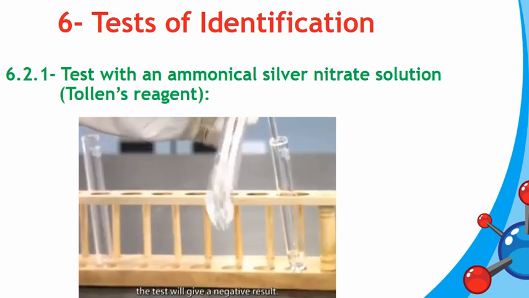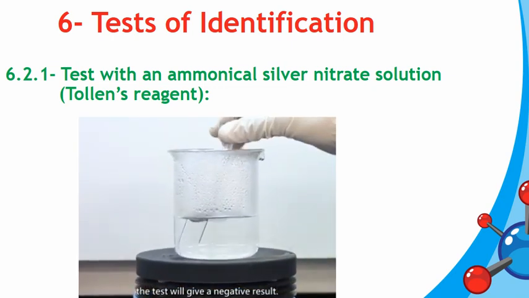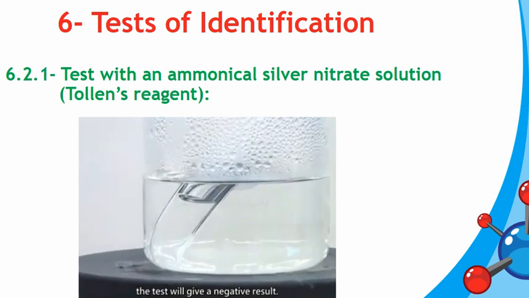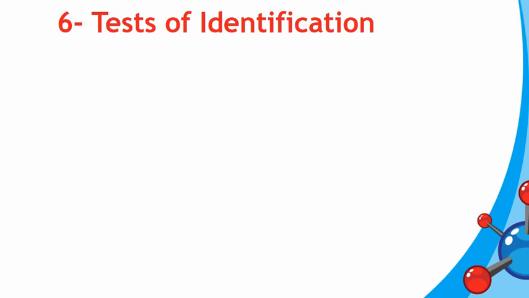In case of ketone, a negative result is obtained: we have no formation of silver mirror. The solution remains colorless. Okay, this is the Tollen reagent.